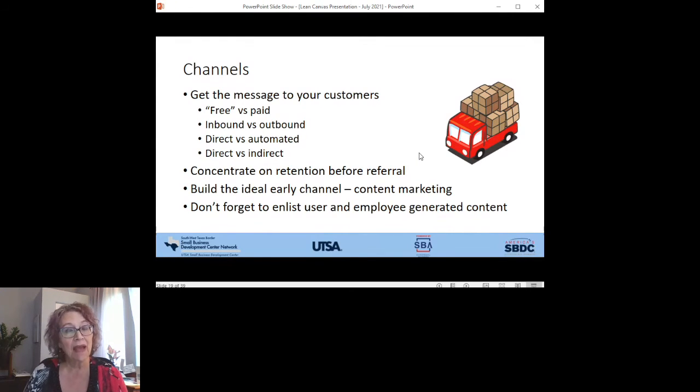Are you going to do inbound advertising or outbound? In other words, are you going to have them come to you somehow, or are you going to actually do advertising to them, reaching out to them? Are you going to do it direct, you to the customer, or are you going to do some kind of automated system where you can collect information from your customers, send out automated messages? And are you doing it directly, or are you doing it indirectly through other people or other agencies or other organizations that can get that word out?